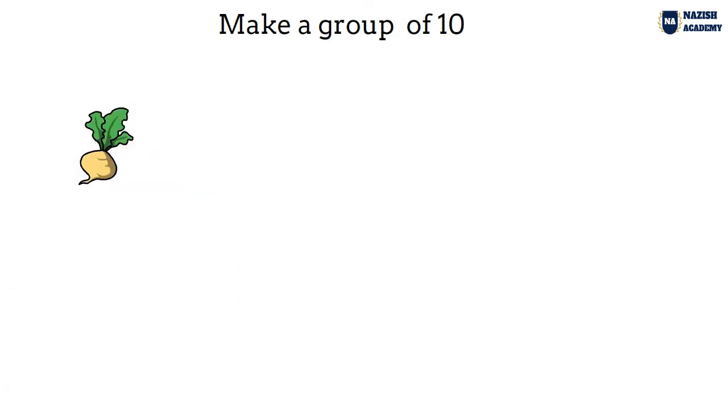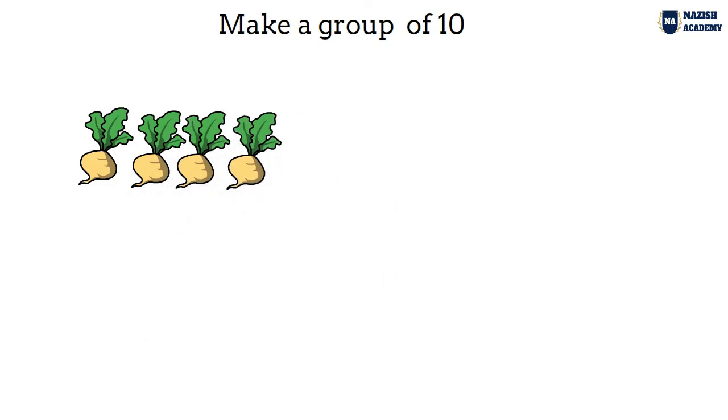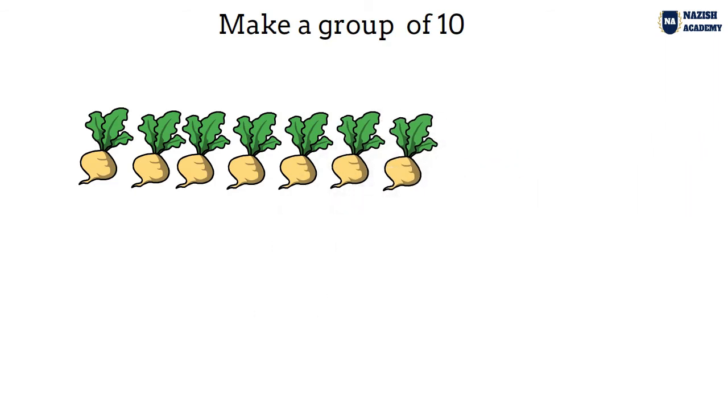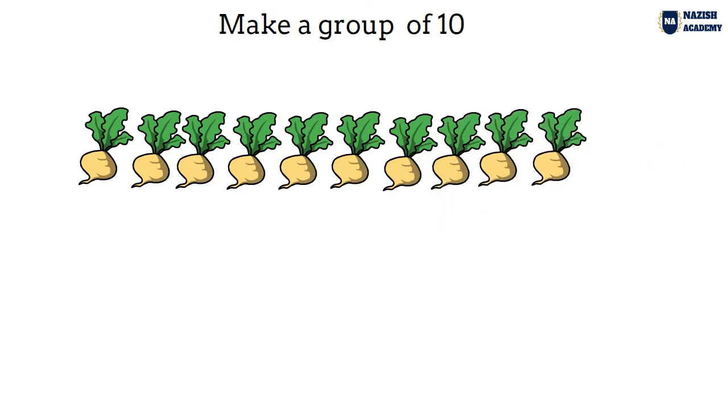Make a group of 10. 1, 2, 3, 4, 5, 6, 7, 8, 9, 10, 11, 12. 12 turnips are there. We have to make a group of 10.